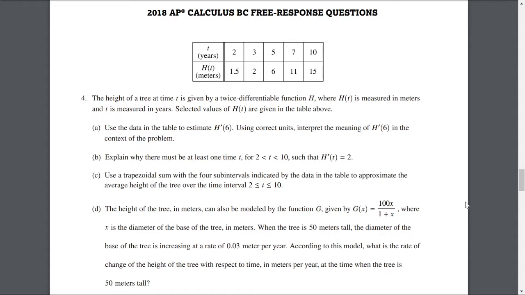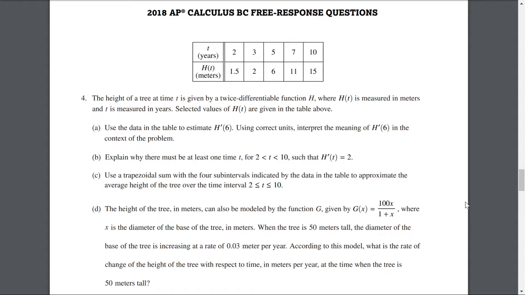This is a pretty common question type for AP Calculus. It's got tabular data, just meaning data presented in a table for you. This is number 4 on the 2018 AP Calculus exam. Both AB and BC have this as their question number 4. So let's take a look at it.